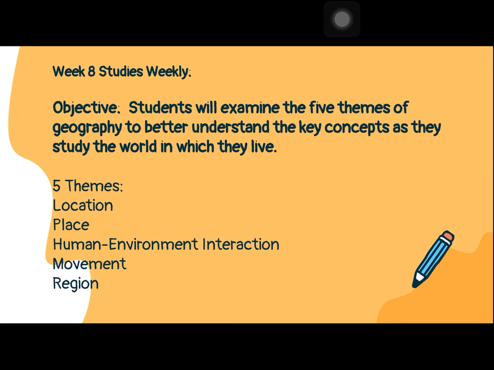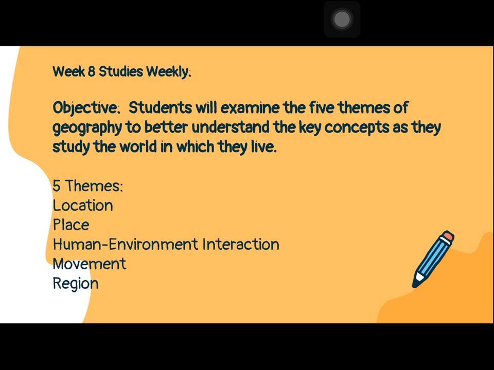So that brings us to our objective, which is that students will examine the 5 themes of geography to better understand the key concepts as they study the world in which they live. So this unit is going to be very interesting as we explore all different things that happen within our world. The 5 themes that we are really going to focus in on are location, place, human-environment interaction, movement, and region.